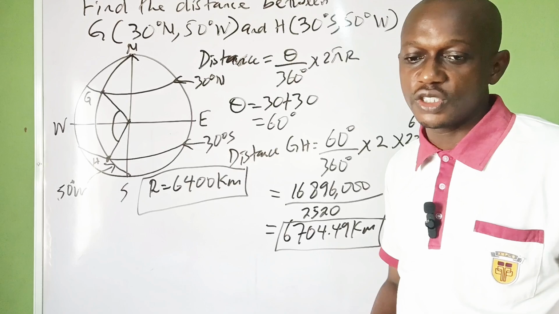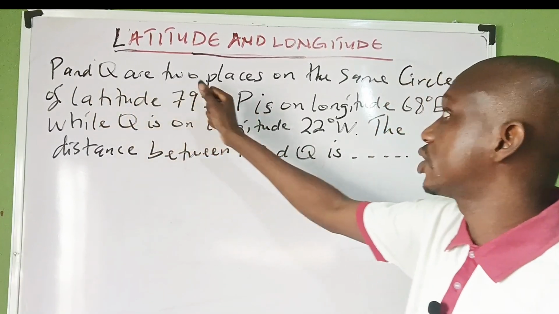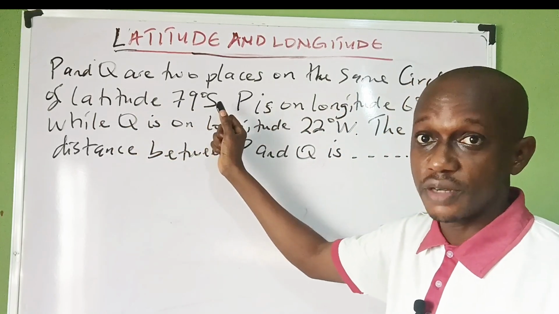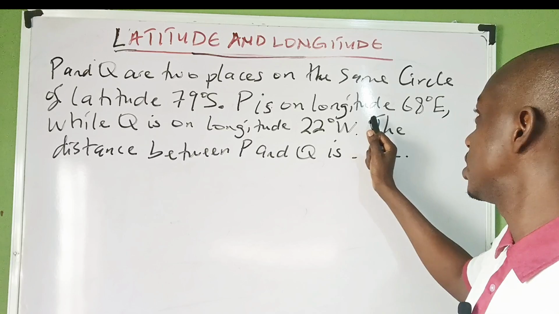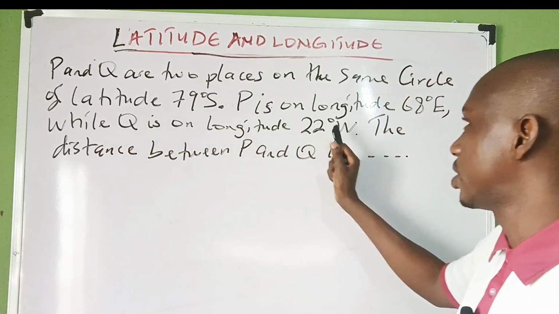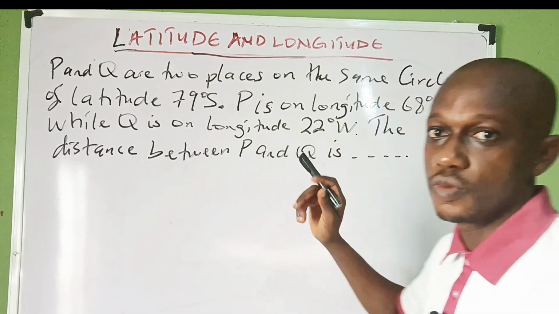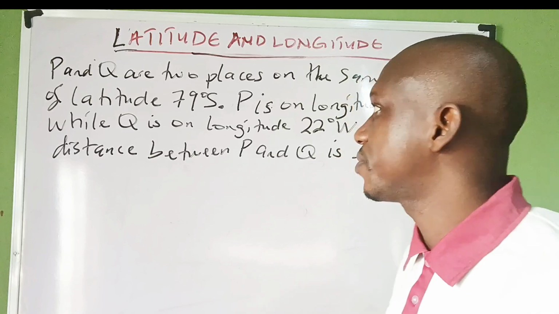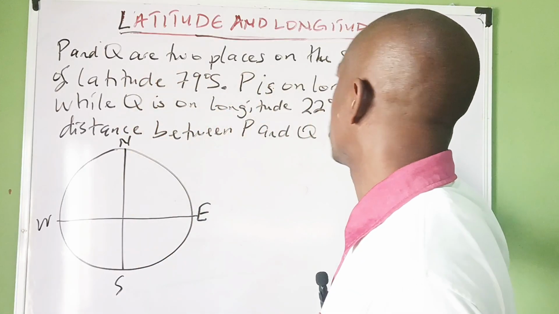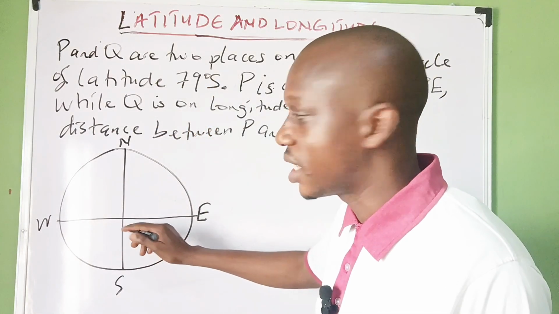So let's check another question. Now, this is another example. P and Q are two places on the same circle of latitude 79 degrees south. P is on longitude 68 degrees east, while Q is on longitude 22 degrees west. The distance between P and Q is, now what we have to do, as you know normally, is this. They say P and Q. Now, what did they say first? They're on latitude of 79 degrees south. South comes down like this.